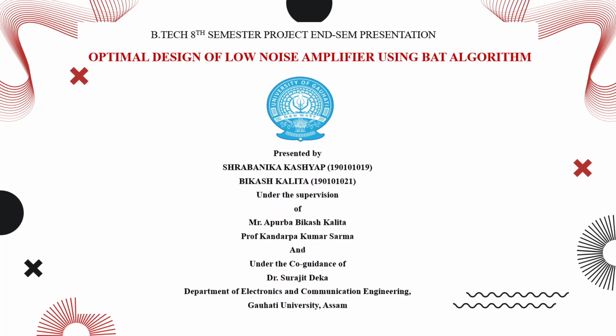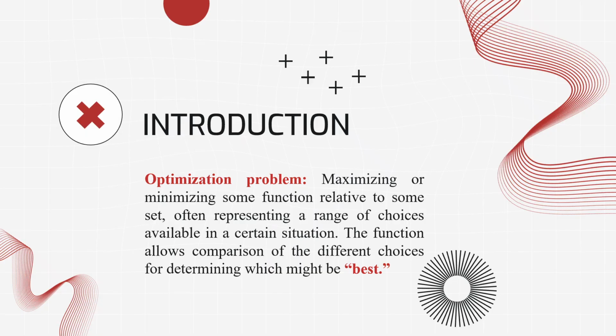Our project basically falls under the category of device optimization. Device optimization is a process by which we can maximize or minimize some function relative to some set, often representing a range of choices available in a certain situation. The function allows comparison of the different choices for determining which might be best.